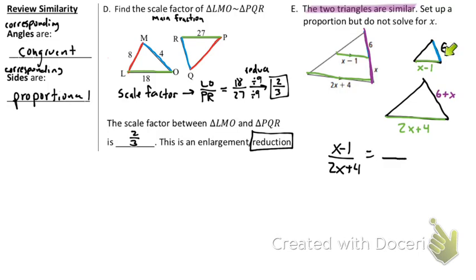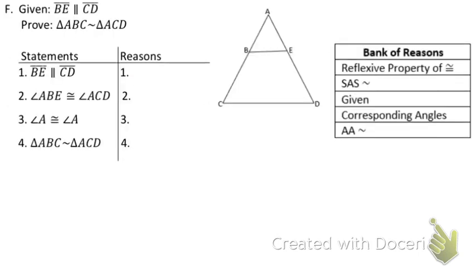So I did small side over big side. So my new fraction has to be small triangle over big triangle. So it's going to be 6 over 6 plus x. Okay, and that's all we're doing for example E. We're not solving. We'll talk about solving later. All right, let's move on to F.